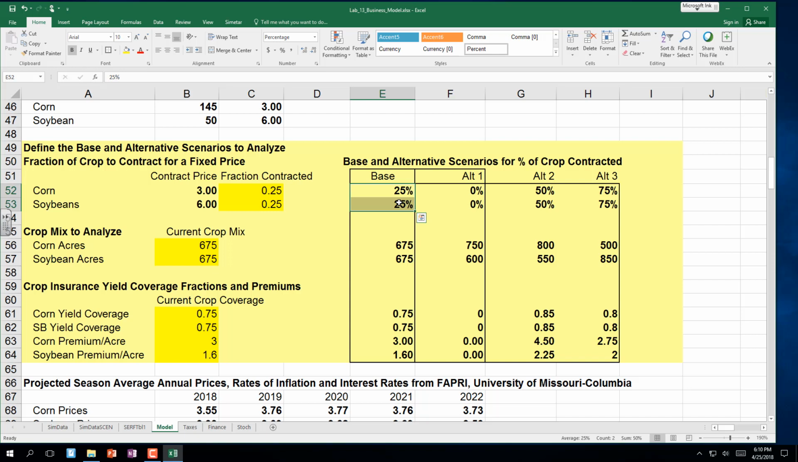Okay, farmers have an option of selling all their commodity at market. Whatever the market price is that day, they put it off the field, it's harvested, and they sell 100% of it. Alternatively, they could sell 25% of it at a fixed price. Here they can sell 50% at the fixed price, and here 75%. And at the same time, they want to play around with different crop mix, and they want to play around with different insurance coverage levels. Okay, so we've got all of this going on together.